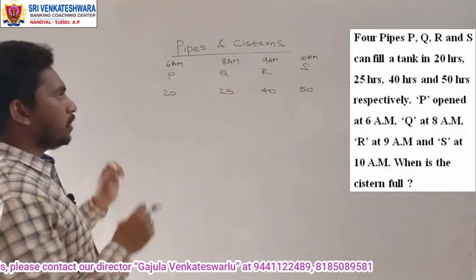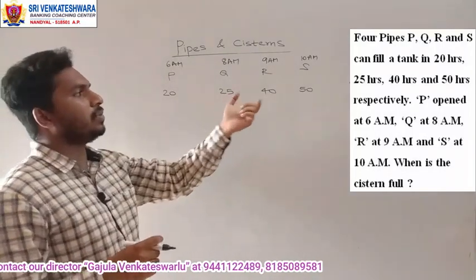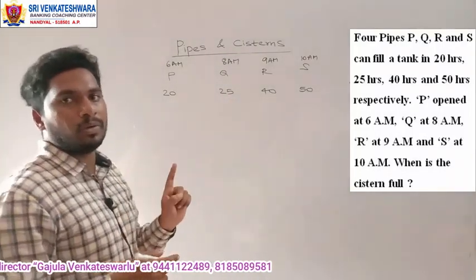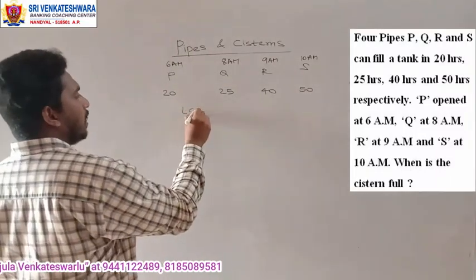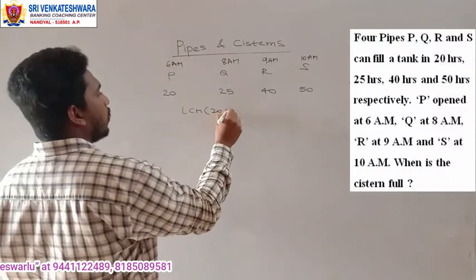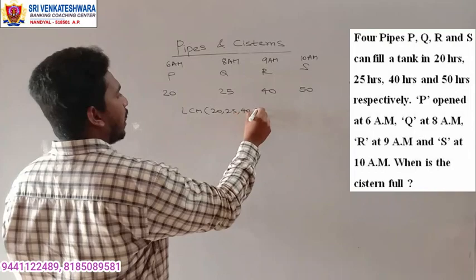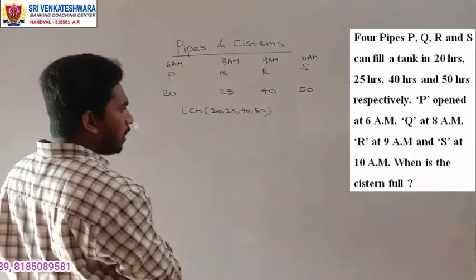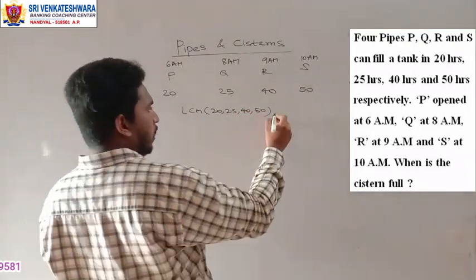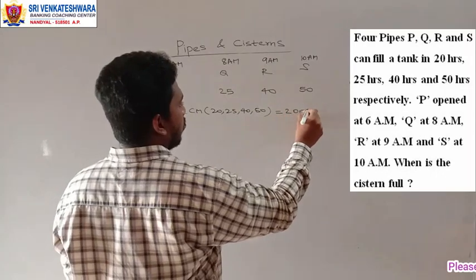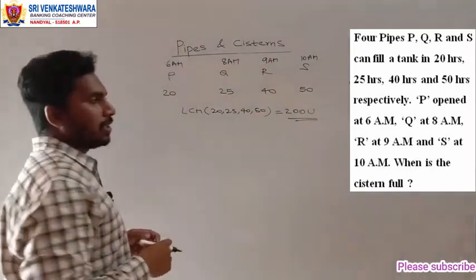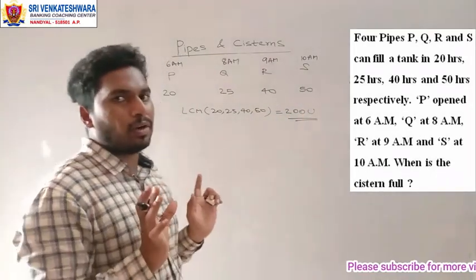If you know the respective times of each pipe, what do you need to do first? Just find the LCM of 20, 25, 40 and 50. So what will be the LCM? This will be 200. So 200 units will be the volume or the capacity of the tank.